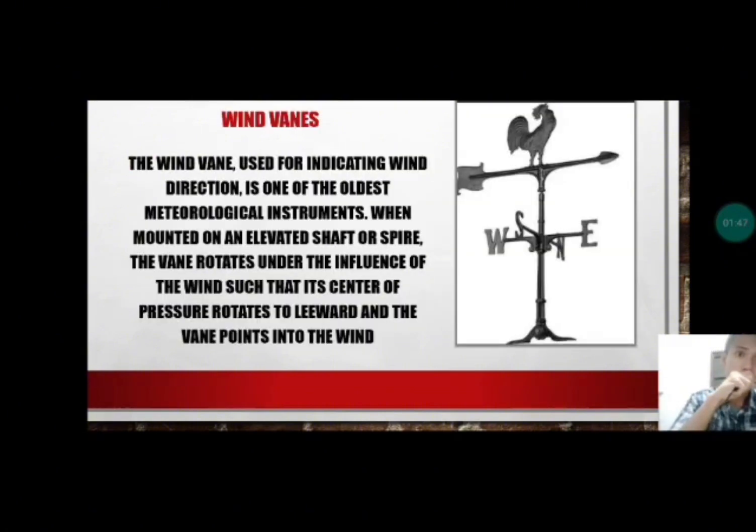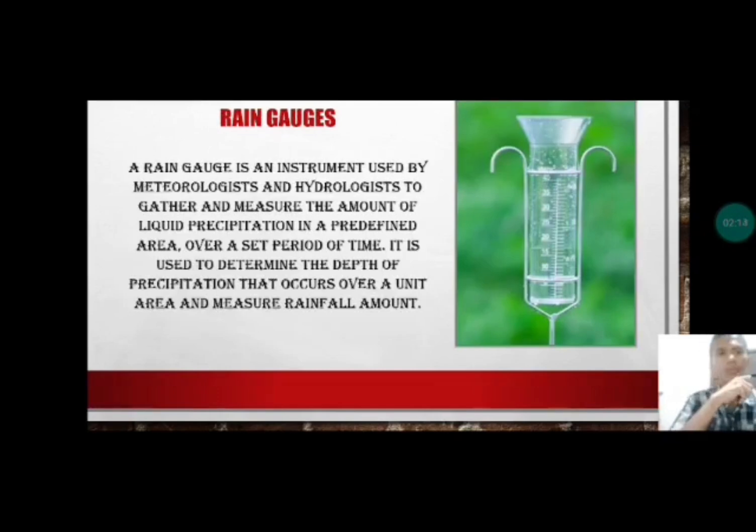This is an example of wind vanes. The wind vane, used for indicating wind direction, is one of the oldest instruments. When mounted on an elevated shaft or spire, the vane rotates under the influence of the wind such that its center of pressure rotates to leeward, and the vane points into the wind.